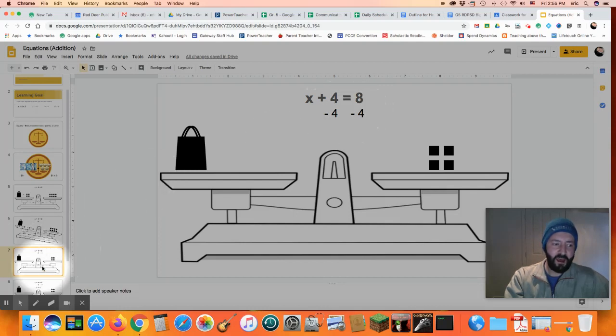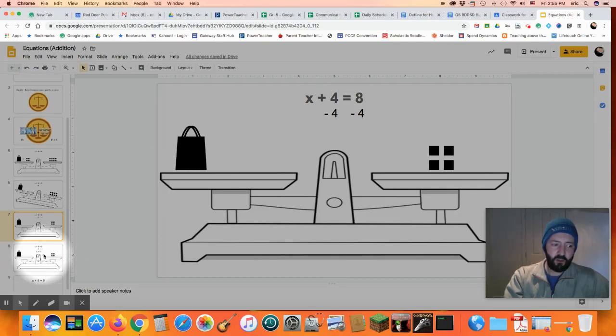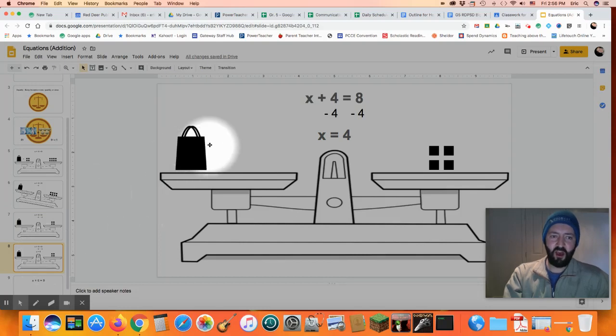And now what you'll notice on my balance is I am weighing only my mystery bag. And it turns out that my mystery bag is equal in weight to 4 squares. And so mathematically, we can just write that as x equals 4, or my variable, the unknown amount, is equal to 4.